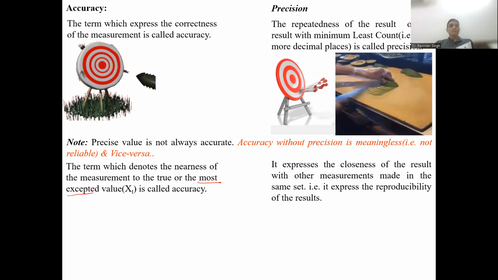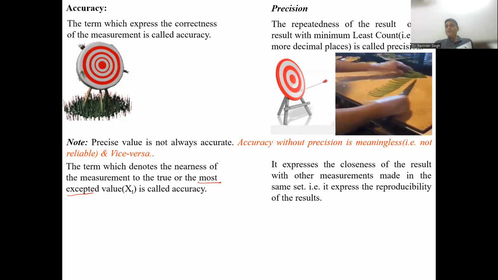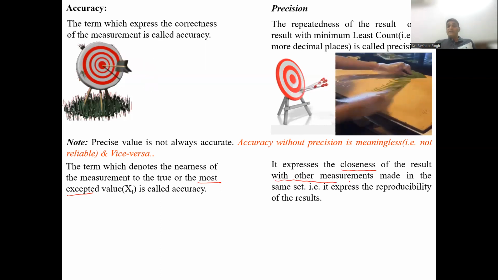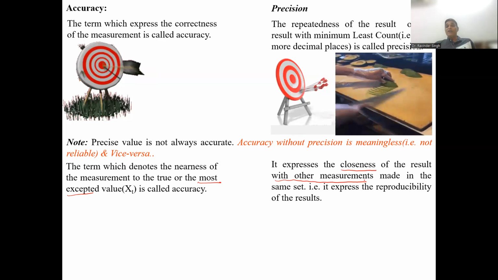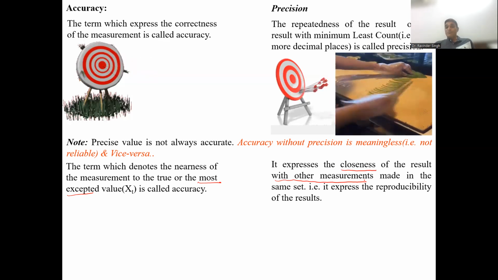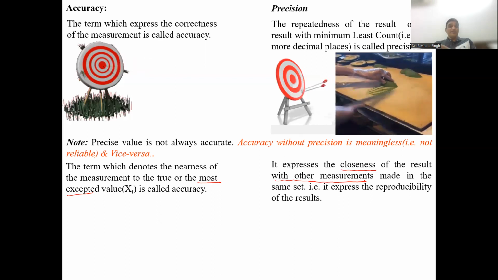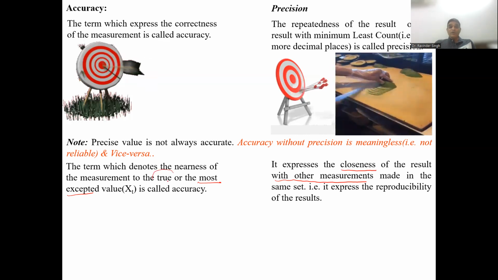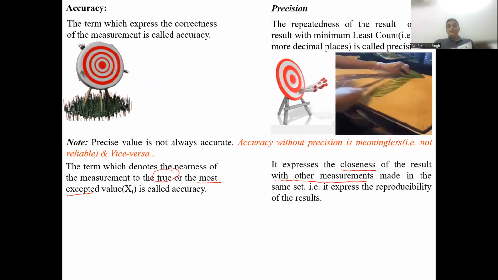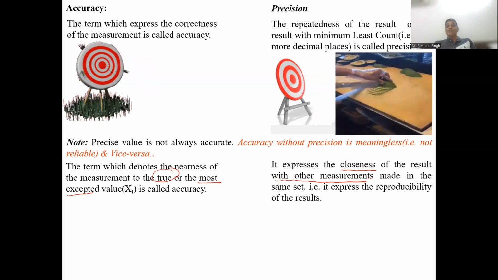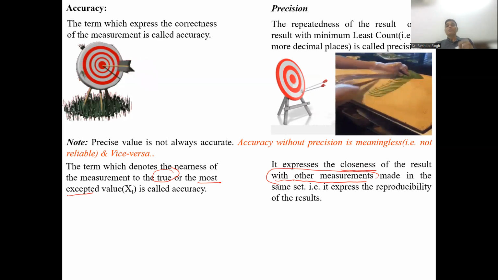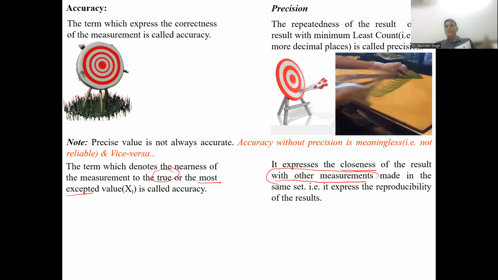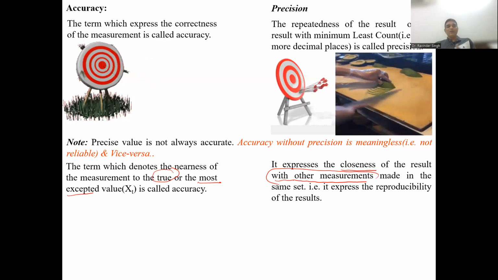While in case of the precision, it expresses the closeness of the result with the other measurements, which we are doing in the repeated manner. We are not saying here the closeness of the result with the true value. If we are saying the closeness of the result with the true value, then it is accuracy. If we are saying the closeness of the result with the other measurements, that is called precision. Means the reproducibility of the result is called precision. Means the precise result may or may not be accurate.